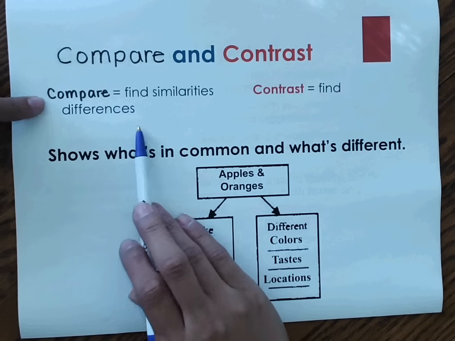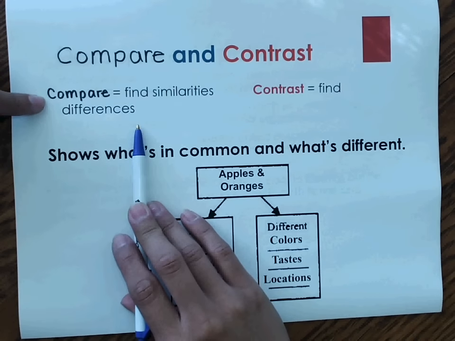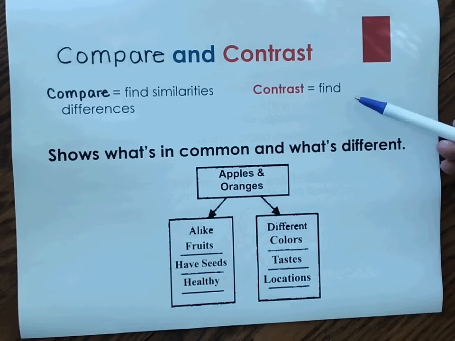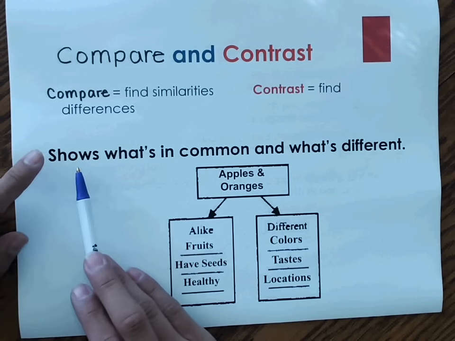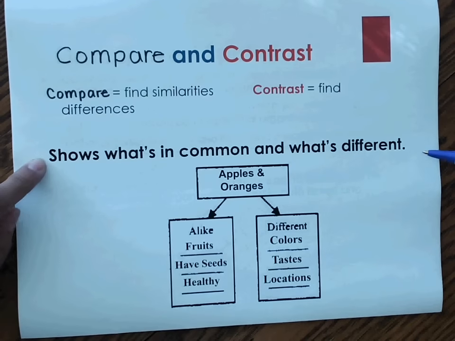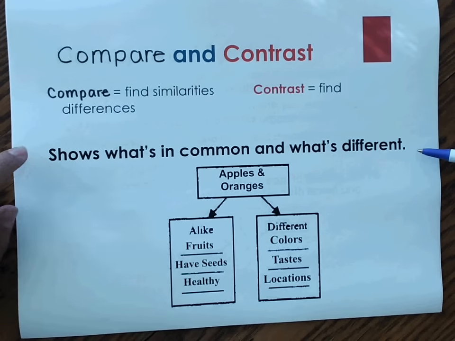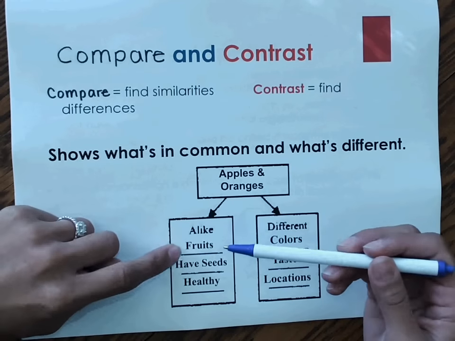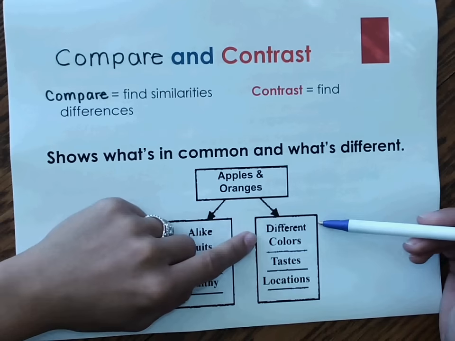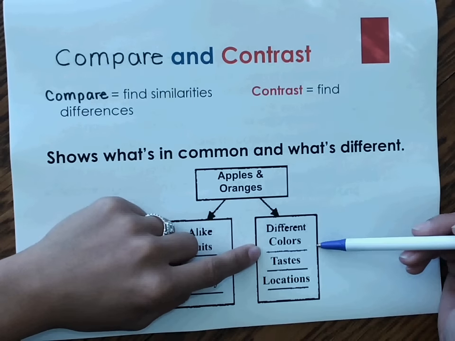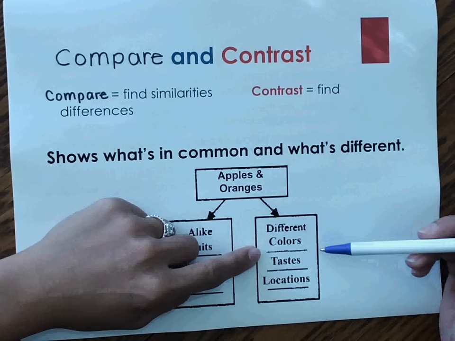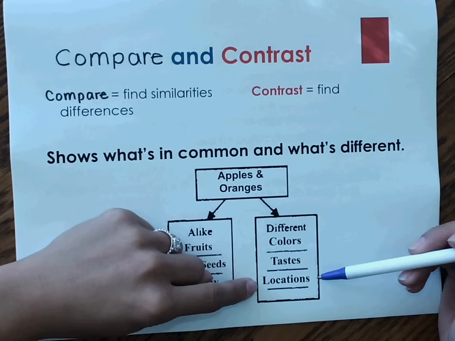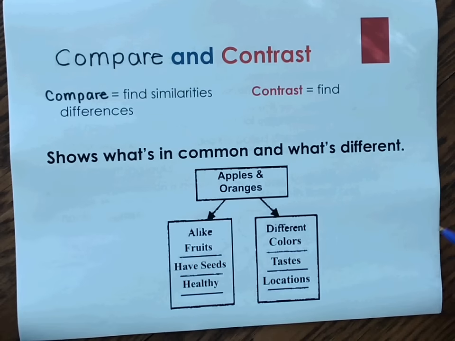Next we have compare and contrast. Compare is to find similarities, and contrast is to find differences. So compare and contrast shows what's in common and what's different about two or more things. If we were to compare apples and oranges, we would say how they're alike: they're fruits, they have seeds, they're healthy. And we would also say how they're different: apples are red, oranges are orange, they taste different, and they're found in different locations.